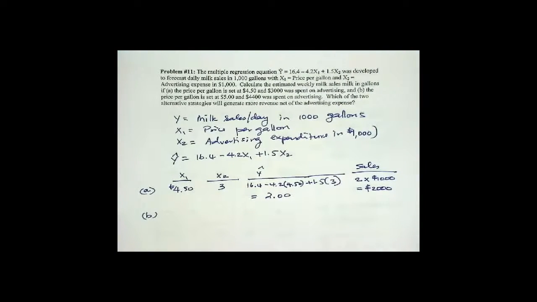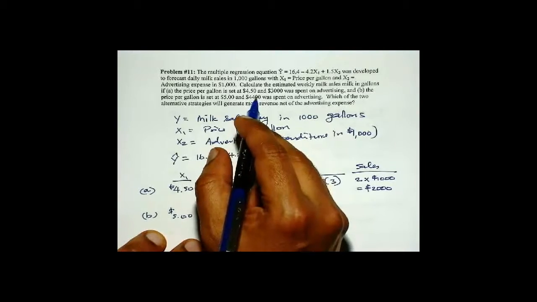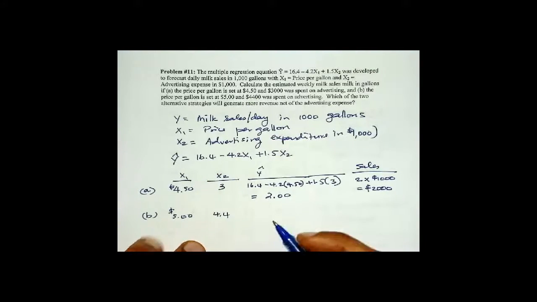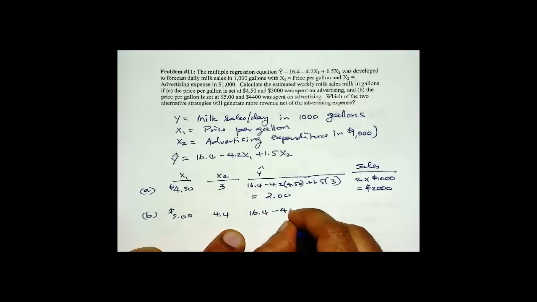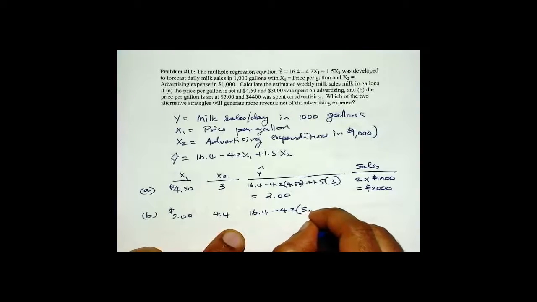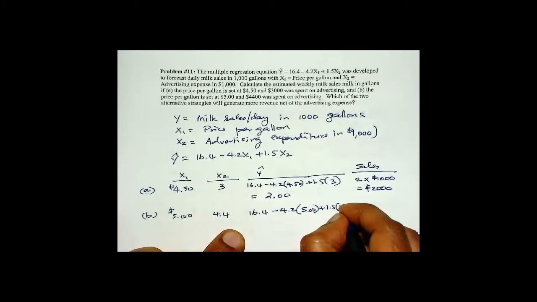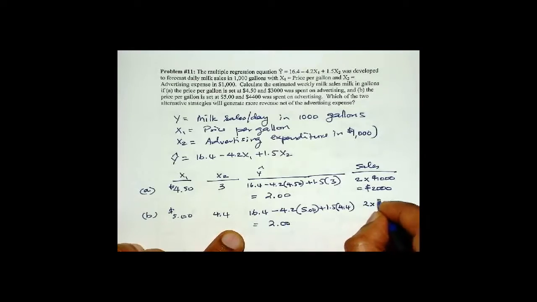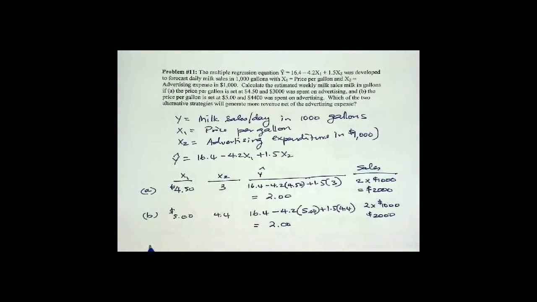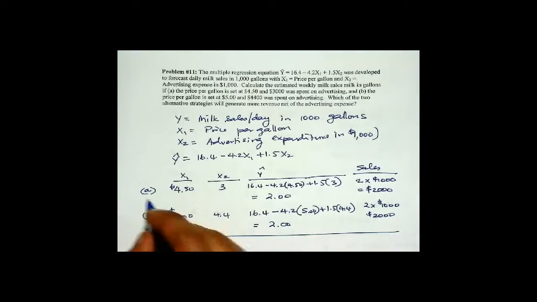Now let's look at B. x sub 1 for B is $5 per gallon. Now we are spending 4,400, so 4.4 for x sub 2. Then we get 16.4 minus 4.2 times 5 plus 1.5 times 4.4, which gives you again 2. So sales is once again 2,000 gallons per day. Okay.